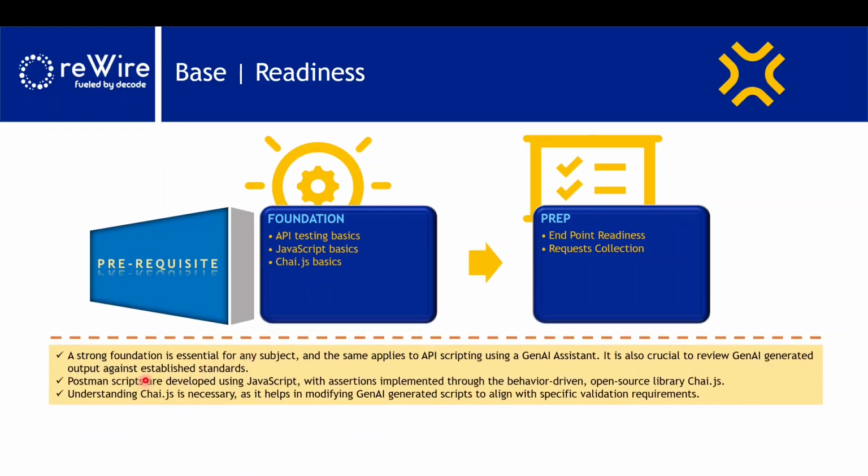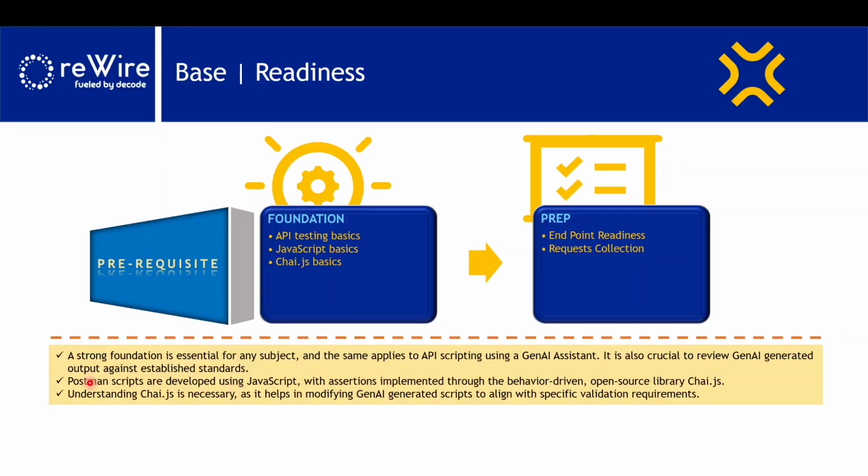So the same thing I have explained over here. A strong foundation is essential for any subject. The same applies to API scripting using the GenAI assistant, and it is also crucial to review the GenAI generated output against the established standards. The assistant will generate, sometimes with 60% or 70% accuracy, but it has to meet your standards and your requirements, and you need to tweak the generated content. You cannot use the generated content as it is.